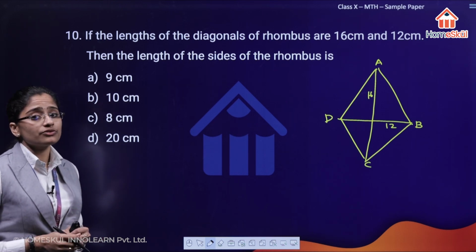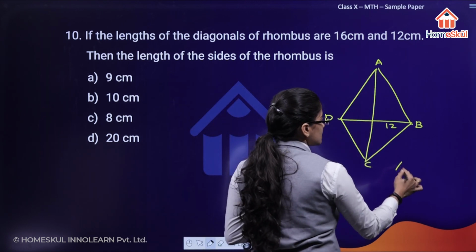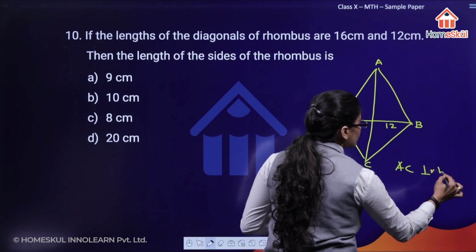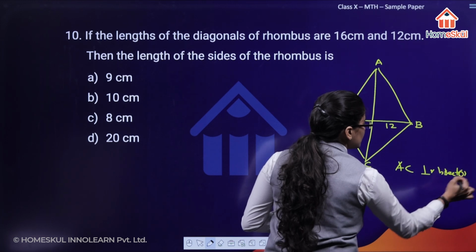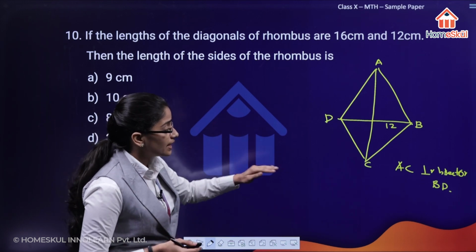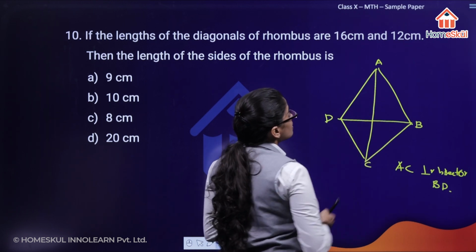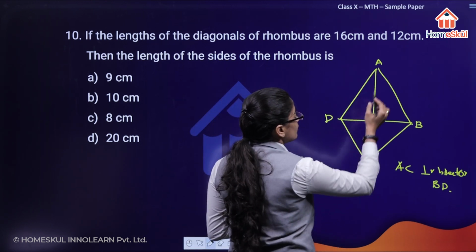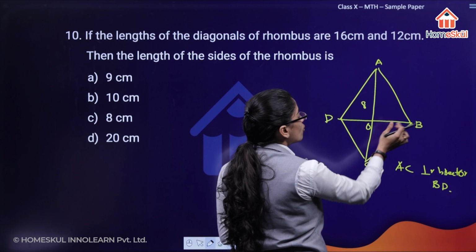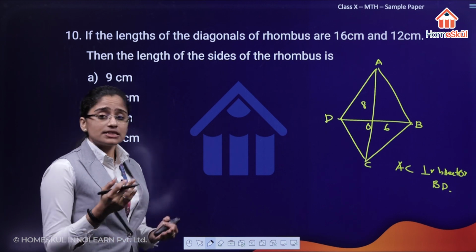We need to find out the sides of the rhombus. What is the peculiarity of the diagonals of the rhombus? Diagonals of the rhombus are perpendicular bisectors, which means AC is the perpendicular bisector of BD, or vice versa. That means the diagonals of the rhombus are perpendicular bisectors of each other. Which means if AC is 16 centimeter and let O be the point of intersection, then AO will be 8 centimeter and BD, which is 12 centimeter, OB will be half of 12, that is 6 centimeter, isn't it? We need to find out the side of the rhombus.